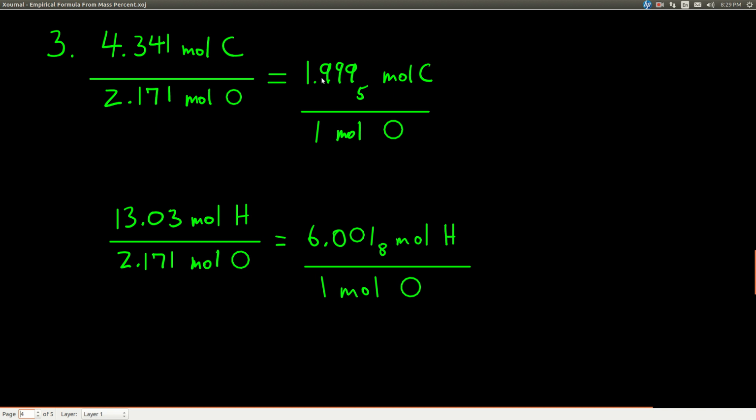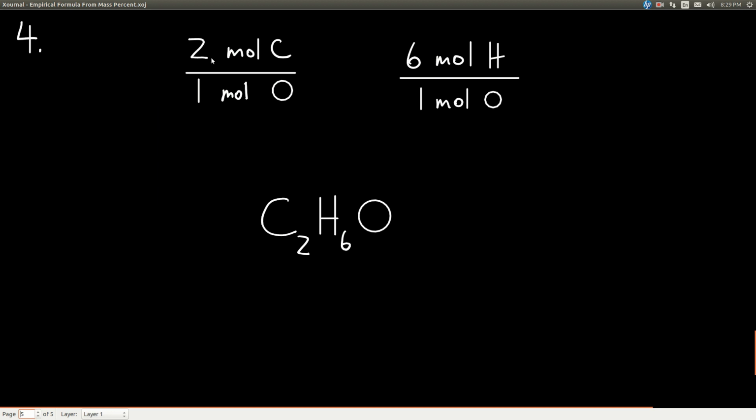Both of these numbers, 1.9995 and 6.0018, are closer than 0.1 to a whole number, and so we're just going to round these. And that'll give us our subscripts. Watch. So it becomes 2 moles of carbon for every 1 mole of oxygen, 6 moles of hydrogen for every 1 mole of oxygen, and that gives us our empirical formula. The 2 is a subscript for the carbon, 6 is a subscript for the hydrogen, and oxygen is 1, and so we don't write the 1. There we go, one of my favorite molecules, ethanol.